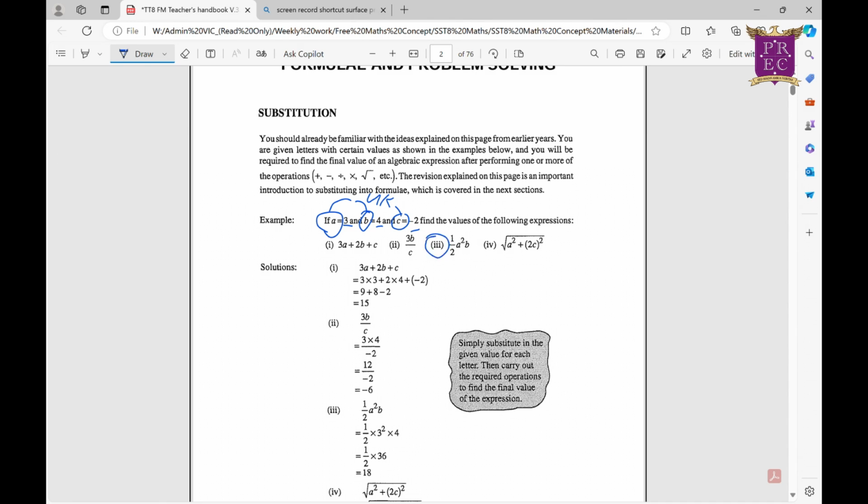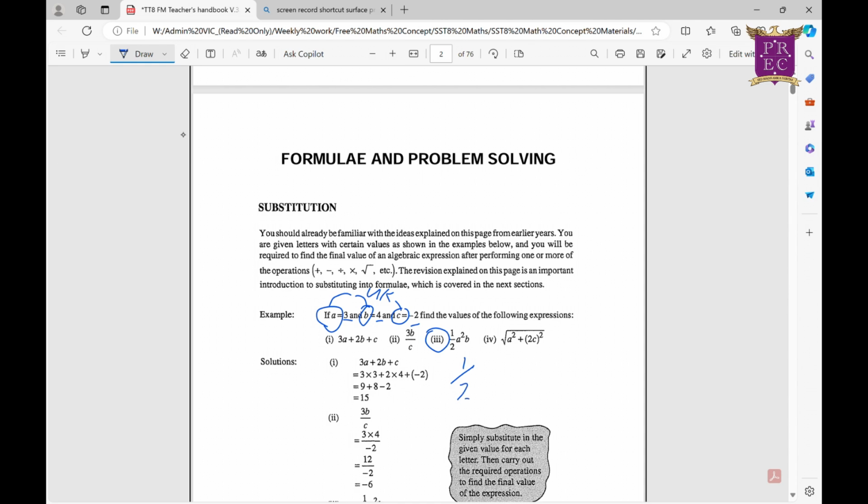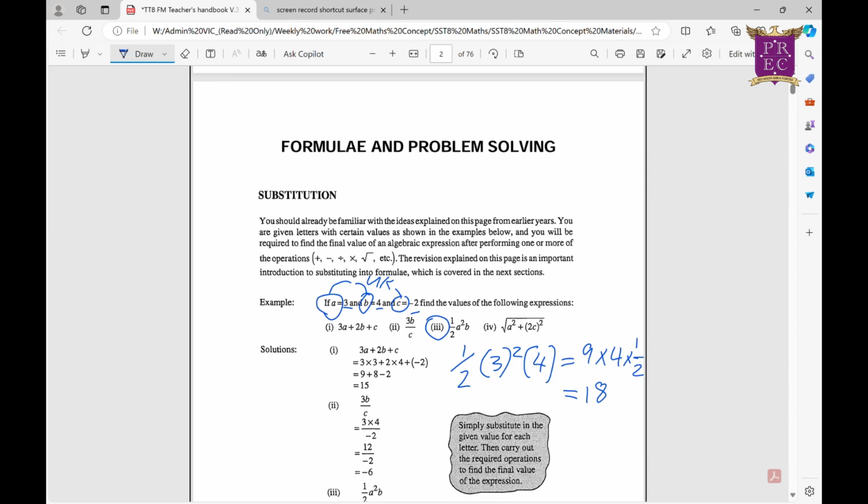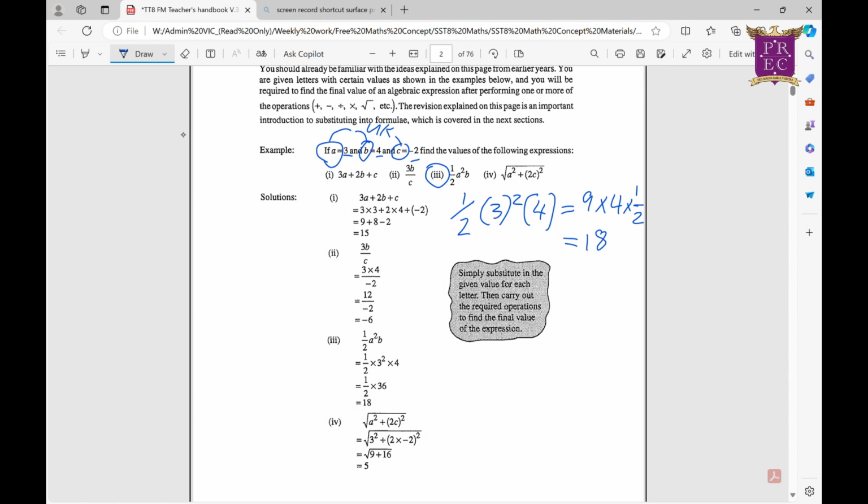Let's try 3. So we know that A is 3, right? So we do half 3 squared, because A squared, and then times B. What's B? We replace B with 4. So our answer is half times 3 to the power of 2 times 4. What's 3 to the power of 2? We have 9. 9 times 4 times half. 9 times 4 is 36. 36 times half is 18. So our answer is 18. And that's the working out here.